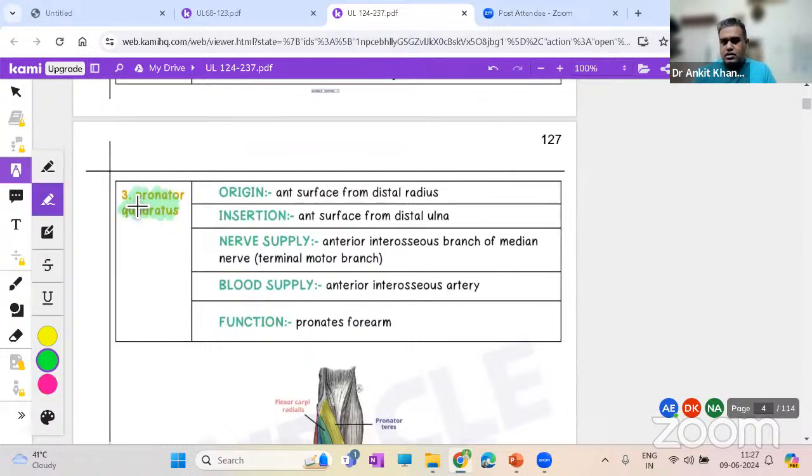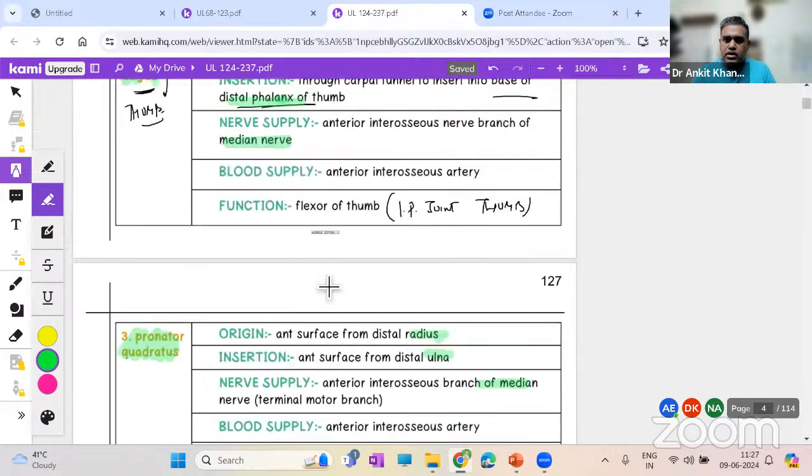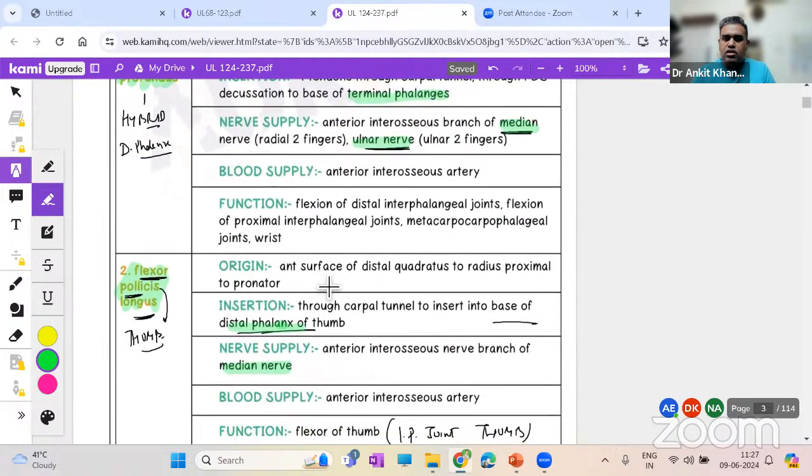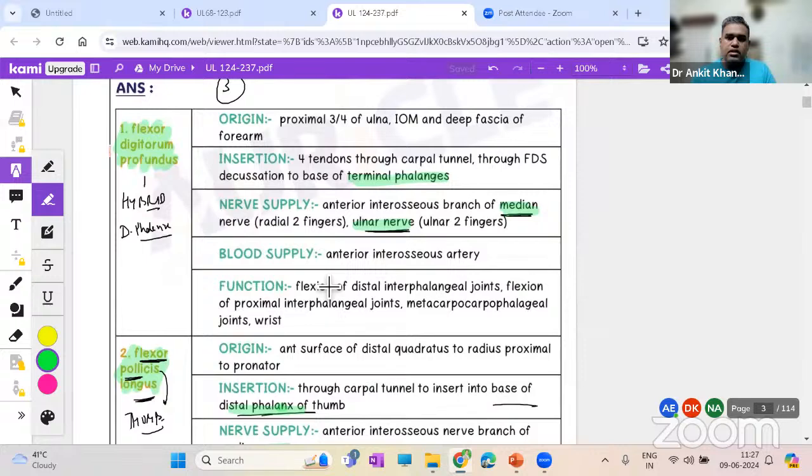Again, pronator. Why quadratus? Because it is quadrilateral in shape. The one pronator we said was pronator teres, this one is quadratus. So it is again between radius and ulna, supplied again by the branch of median nerve only, and it pronates the forearm. So you can see even in the deep muscles, pronator quadratus or FDP or FPL, they're all supplied by median nerve. Only in FDP you have this ulnar nerve.